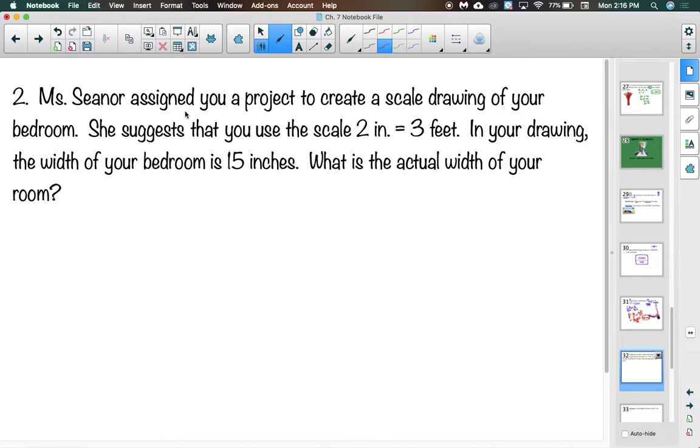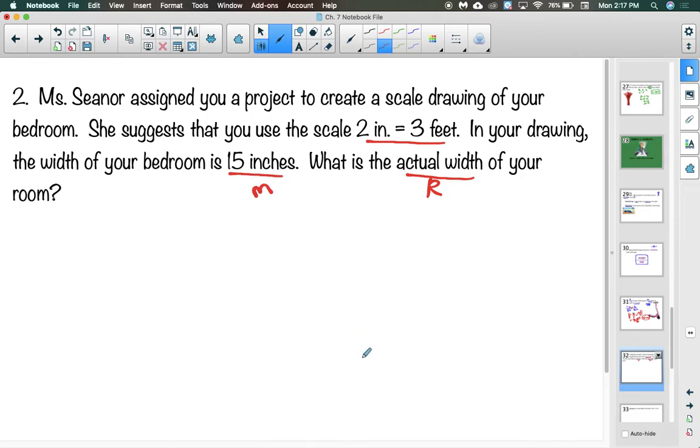Let's see another one. Miss Sainer assigned you a project to create a scale drawing of your bedroom. She suggests that you use a scale of 2 inches to 3 feet. So she's telling you that's a good scale to get it to fit on the size paper she's giving you. In your drawing, the width of your bedroom is 15 inches. What is the actual width of your room? So we're looking for the real.